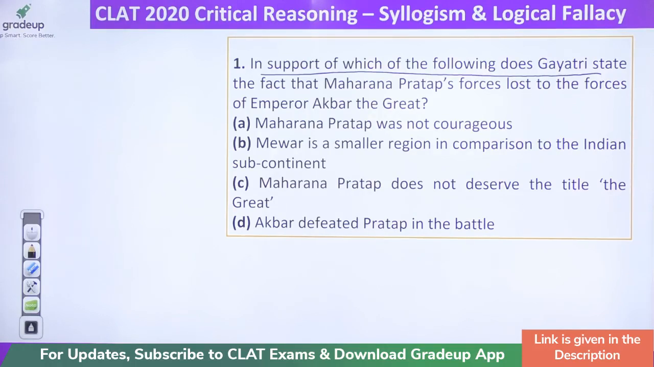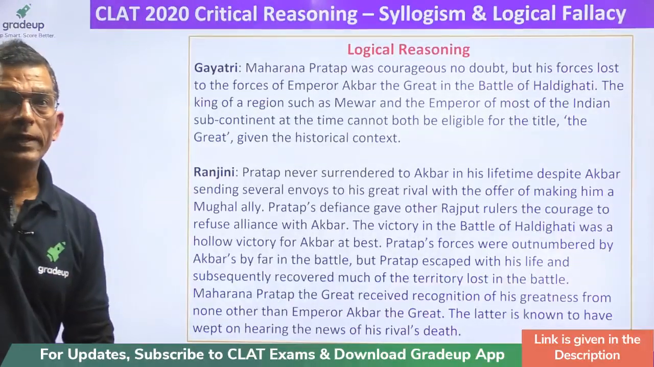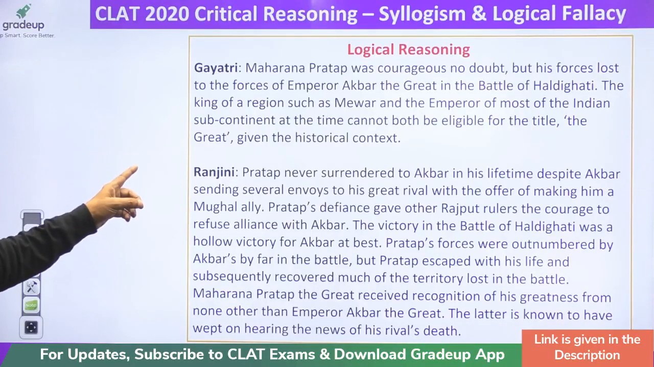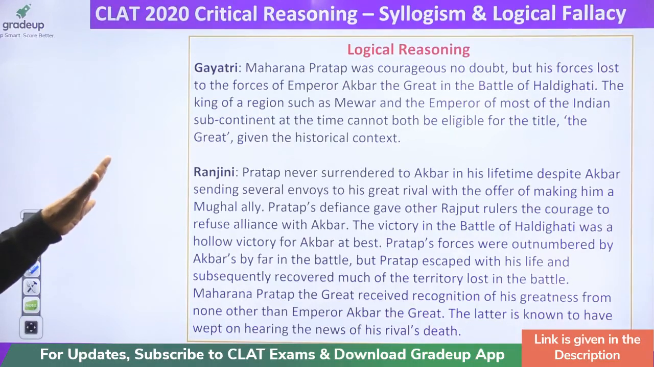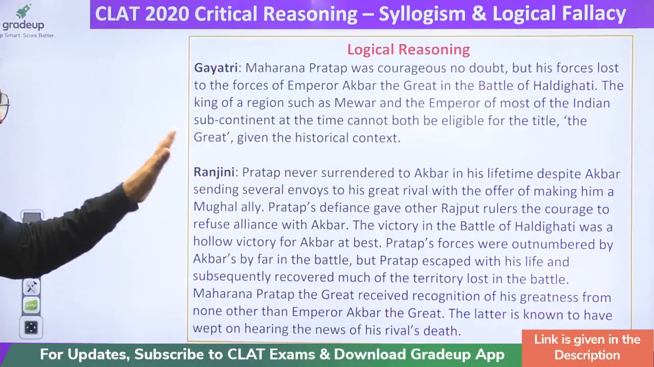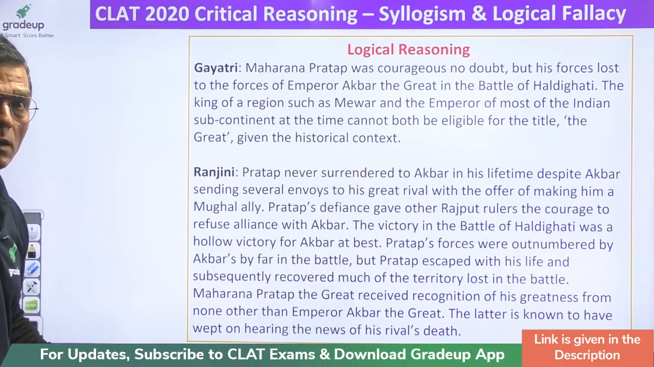Gayatri says D, I guess. No, you did not understand the question. If you say D, you did not understand the question. Let's go back to the passage again. Read it, we'll come back. Now, read this again, understand, and then. Gayatri says: Maharana Pratap was courageous, no doubt, but his forces lost to the forces of Emperor Akbar the Great in the Battle of Haldighati. The king of a region such as Mewar and the emperor of most of the Indian subcontinent at the time cannot both be eligible for the title the Great, given the historical context.